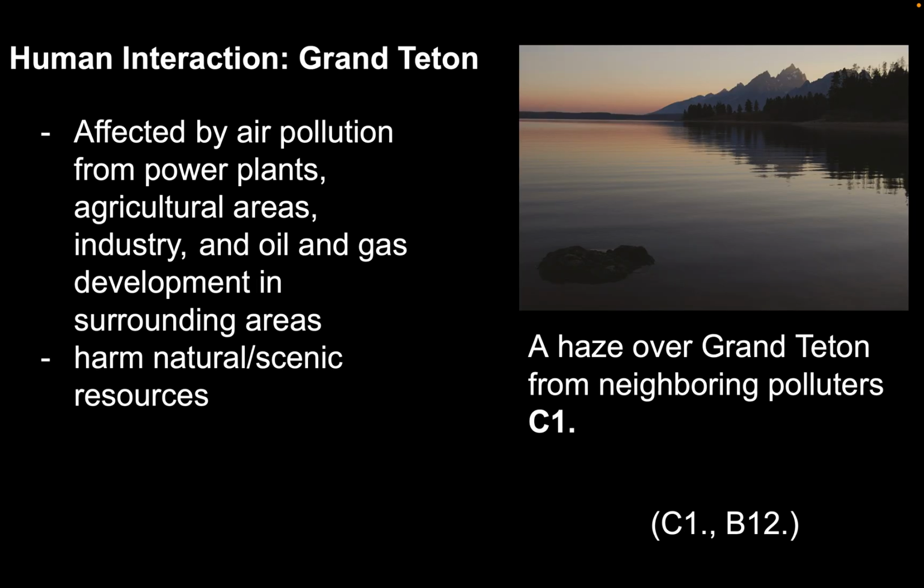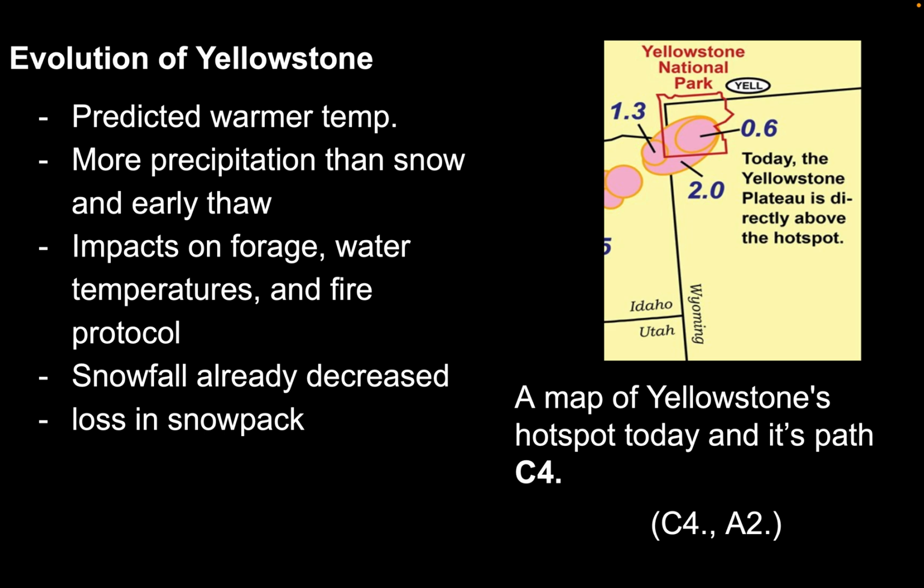Figure C1 shows the haze over the region from neighboring polluters in Grand Teton. The USGS Center for Science Education states that the NPS is working to solve the effects of air pollution. With an earlier thaw, there will be an impact on forage, water flow, and fire protocol as the ecosystem gets drier. Schiller, Whitlock, and Brown, in Holocene Geoecological Evolution of Lower Geyser Basin, write, quote, "Changes in climate and fire regime have long been recognized as drivers of the post-glacial vegetation history of Yellowstone National Park, but the effects of locally dramatic hydrothermal activity are poorly known," unquote.